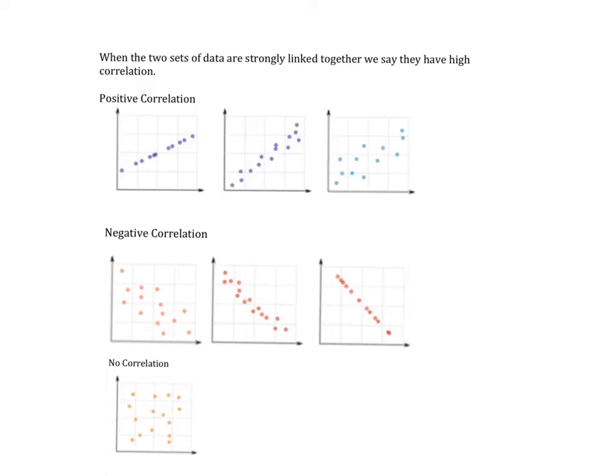Then you've got the no correlation at all. It's neither positive nor negative. You just have a bunch of data points all over the place with no pattern at all.